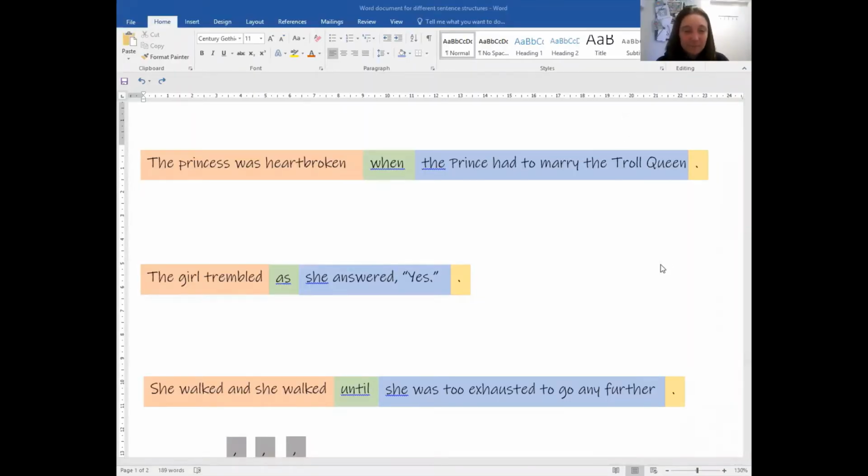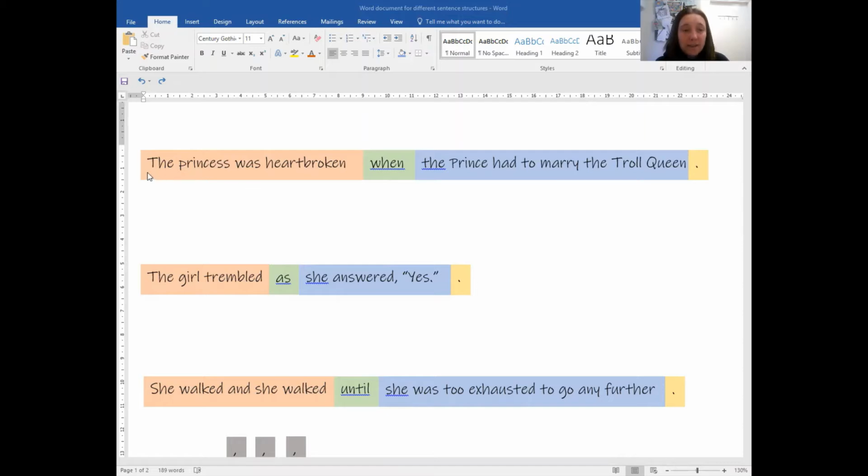There we are. I've written 3 extended sentences where the subordinating conjunction is in between the main clause and the subordinating clause. Let's start off with the first one. The princess was heartbroken when the prince had to marry the troll queen. If we were to write extended sentences using this structure all of the time, your writing gets a little bit repetitive. By changing the structure sometimes, it makes it more varied.